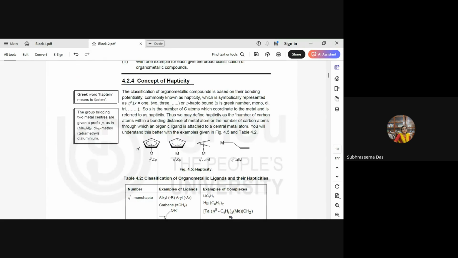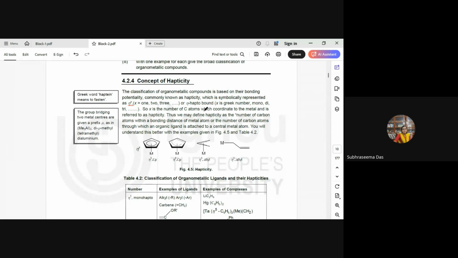Then in organometallic compounds, there is an important concept, and that concept is called hapticity. So what is this hapticity? Hapticity means the bonding potential of the organic ligands with the metal in organometallic compounds. Here hapticity is represented as eta to the power x, where x can be 1, 2 or 3.